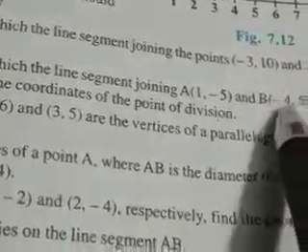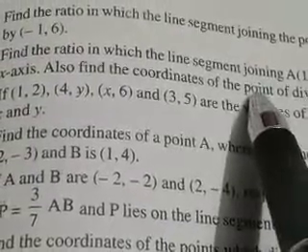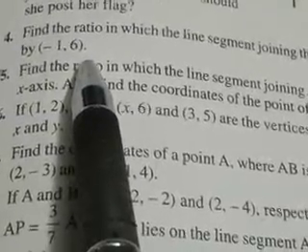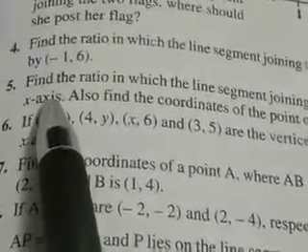Now question number 5: find the ratio in which the line segment joining A(1, -5) and B(-4, 5) is divided by the x axis. Also find the coordinates of the point of division. So it means the point of division is on the x axis, because the x axis divides the line segment, and we also find the ratio and the coordinates of that point.